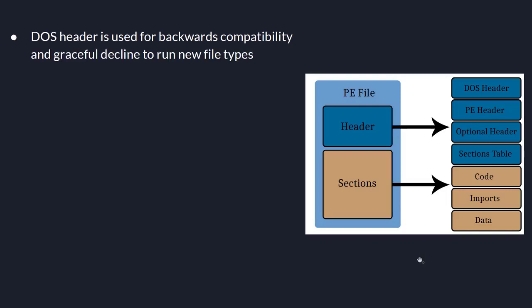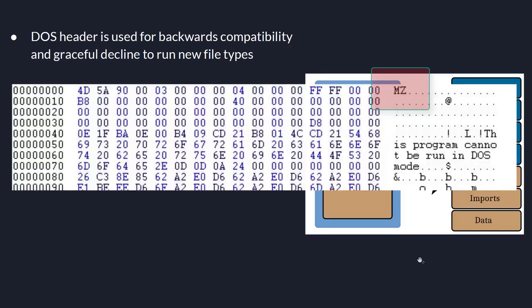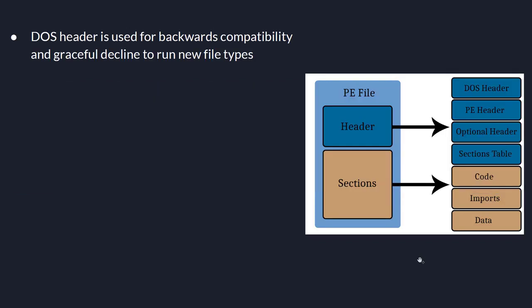So the first part of every PE file you'll see is the DOS header, and it usually starts with letters MZ, standing for the initials of the creator of the DOS linker. It's not very important, but you'll recognize it if you look at the byte sequence. The DOS header is used for backwards compatibility, and will decline to run new file types. For instance, if you try to run a new file on a DOS system, it will say this is not compatible in DOS. And it's not extremely useful for our purposes since it's existent in all the PE files.